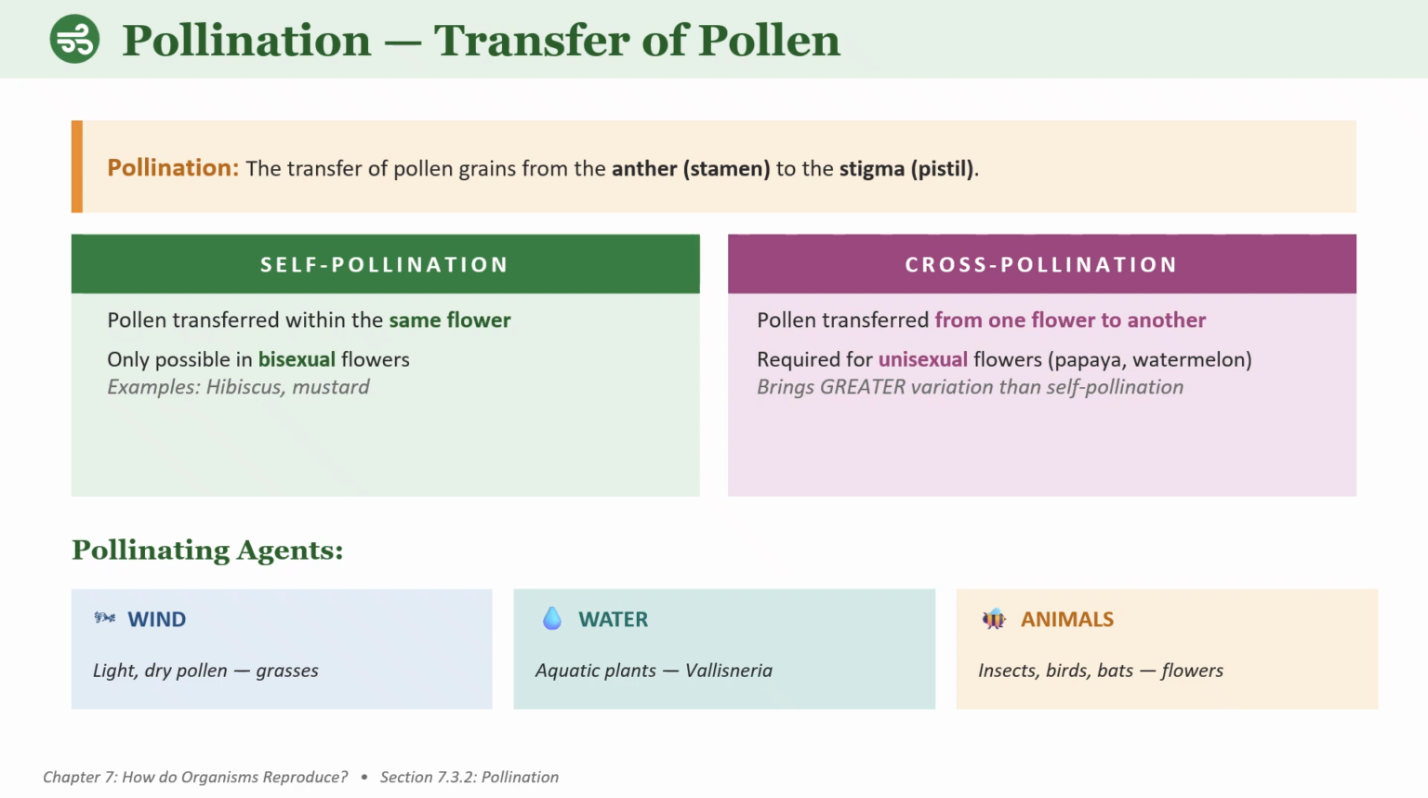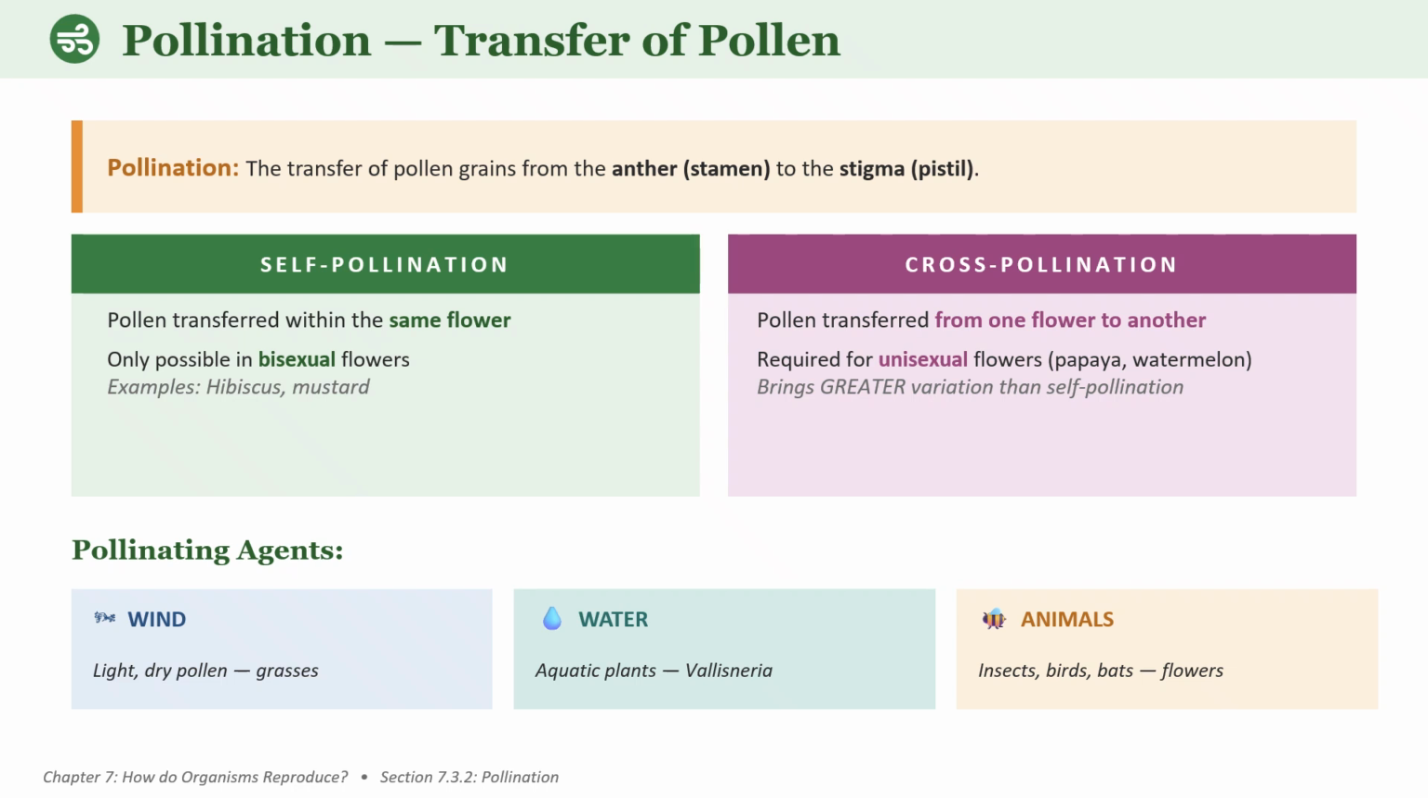Next, we are going to see pollination, transfer of pollen. So, what is pollination? Pollination is the transfer of pollen grains from the anther to the stigma. Where are these pollen grains, children? They are present in the stamen, in the anther lobe. And stigma is nothing but part of a pistil. Then, we have two types of pollination. One is self-pollination and another one is cross-pollination.